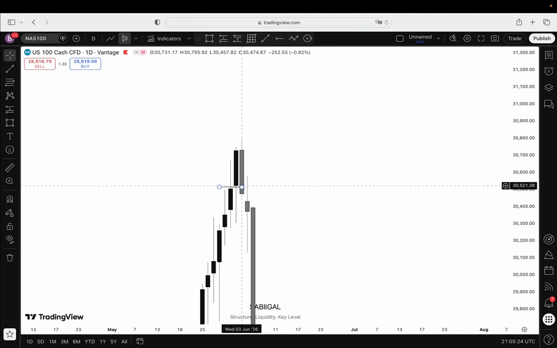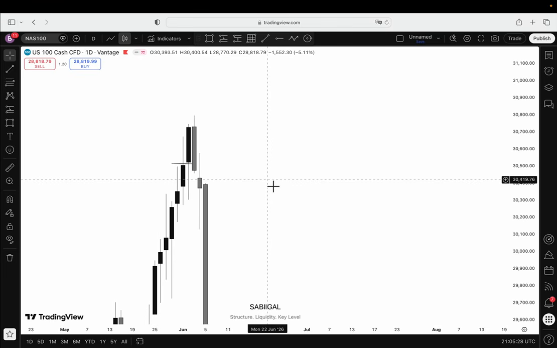And price broke through it with what? The body. Now I told you guys that what we are looking out for is what? A rejection. And a rejection can only occur with the wick of the candle. Please pay attention.